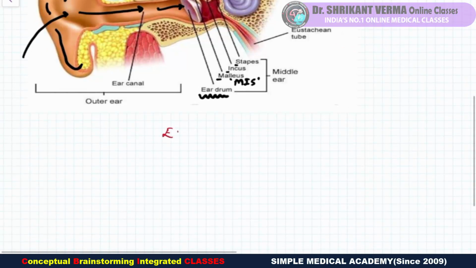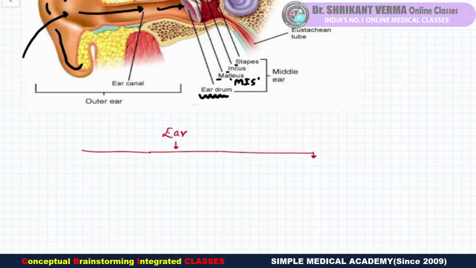Actually, the ear is having three components. What are the three components? External ear, then middle ear, and then internal ear. Agree everyone? Okay.